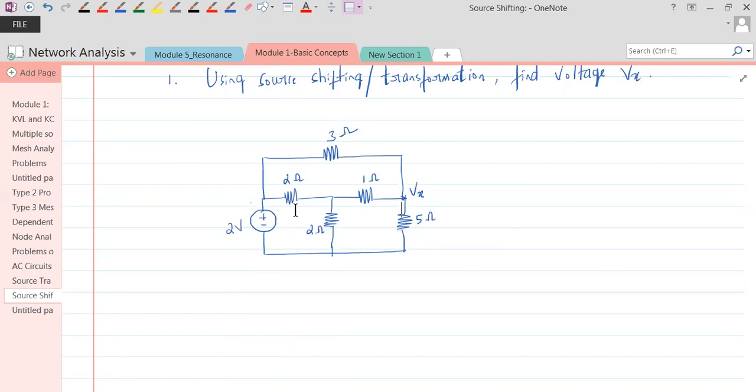Let me tell you, mesh analysis is not just applying KVL. It is marking the mesh currents, then applying the KVL.